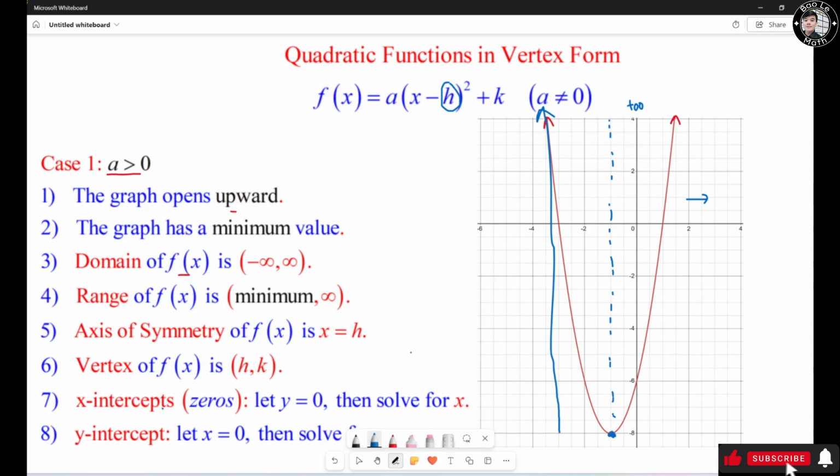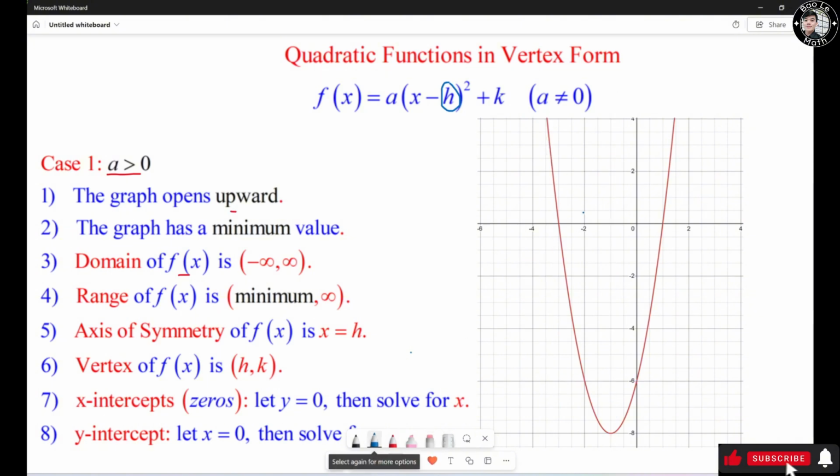The x-intercept is the zeros of the function. So basically you just let y equal to 0, then you solve for x. The y-intercept, you just let x equal to 0 and you solve for y. Alright, so this is my y-intercept right here, where the function meets the y-axis.